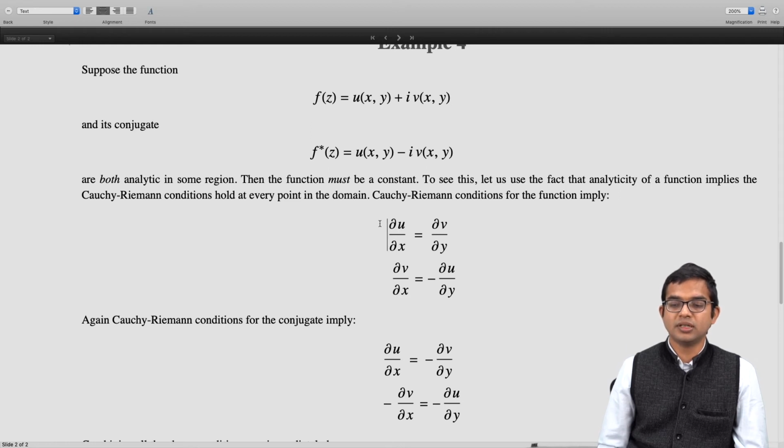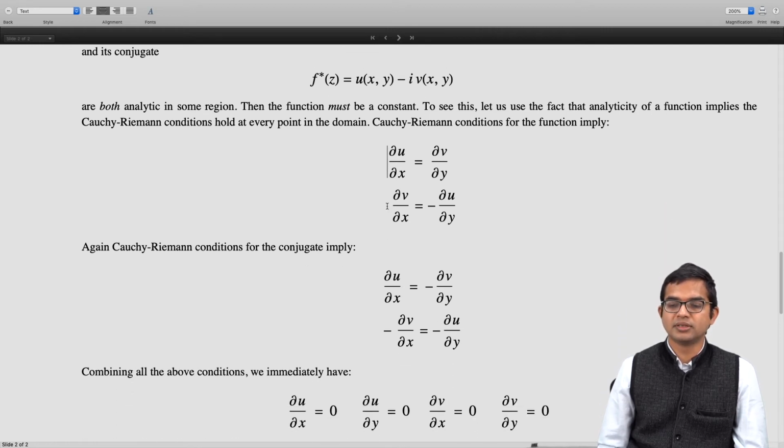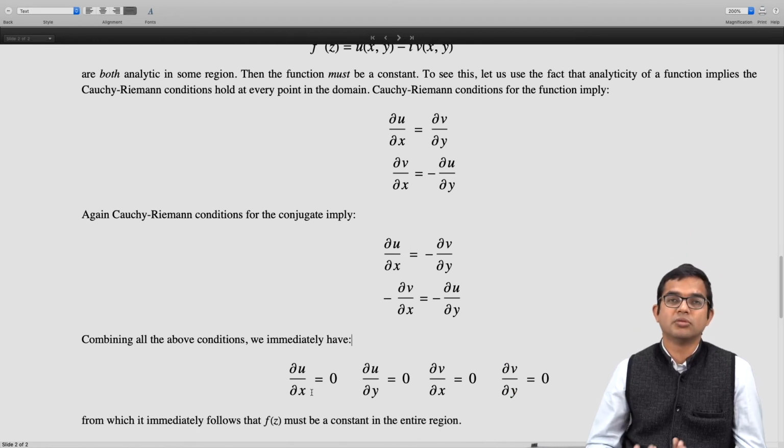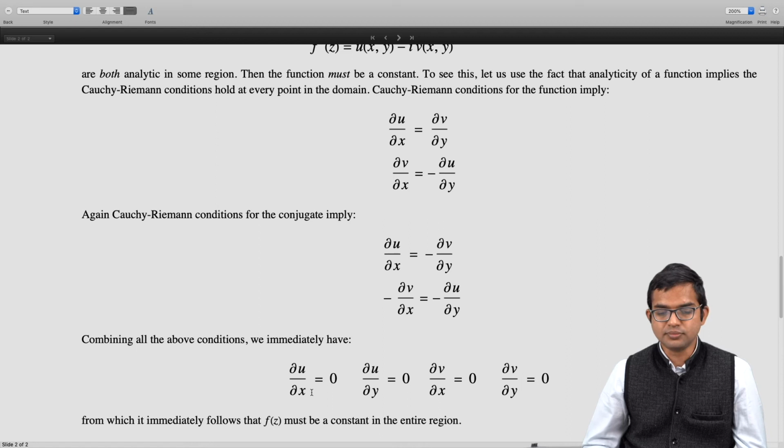And so if we combine all these four conditions together, immediately we see that the only way this can happen is if each of them is 0, right? So if dou u by dou x is equal to dou v by dou y, but dou v by dou y is equal to minus dou u by dou x, so dou u by dou x is equal to minus dou u by dou x, so dou u by dou x equal to 0, right? This is the first result, and likewise you will see that dou v by dou y is equal to 0, dou v by dou x is equal to 0, and dou u by dou y equal to 0, right? So the only way that this can happen is if u of x comma y is a constant and v of x comma y is also a constant, right? Which immediately implies that this function itself is a constant in the entire region, right?